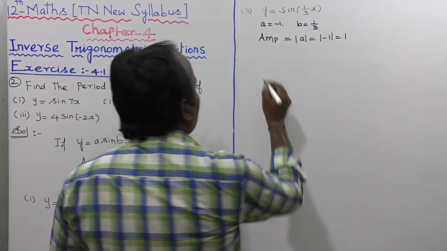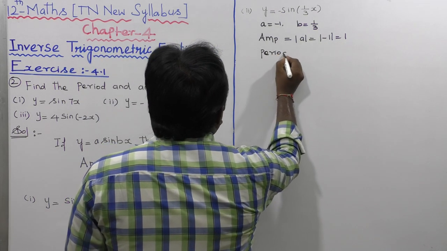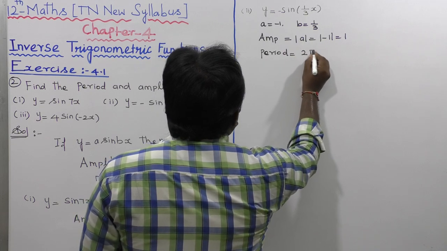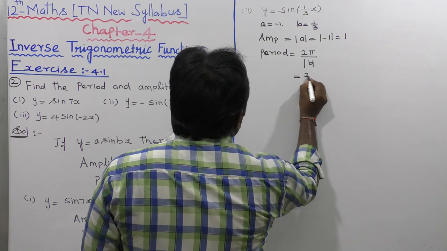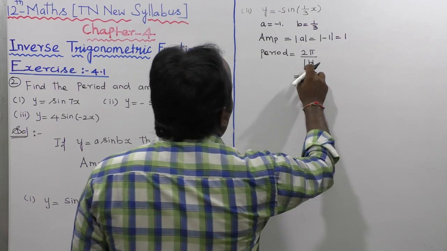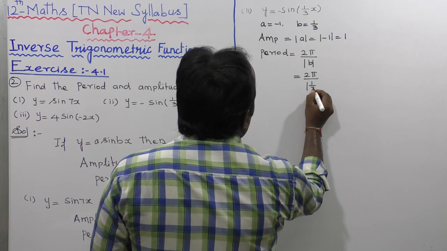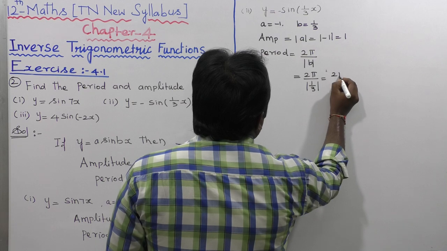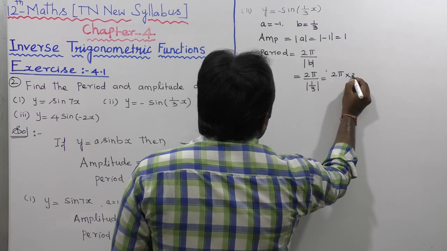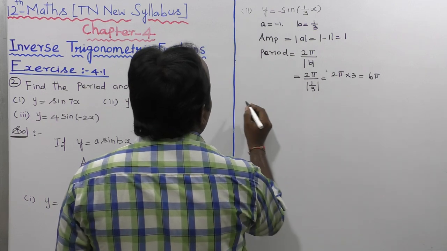Next one, period. Period is equal to 2 pi divided by modulus of b, that is the formula. So 2 pi divided by b, b replaced by 1 by 3. So 2 pi into 3 is equal to 6 pi. That is, the period is equal to 6 pi.